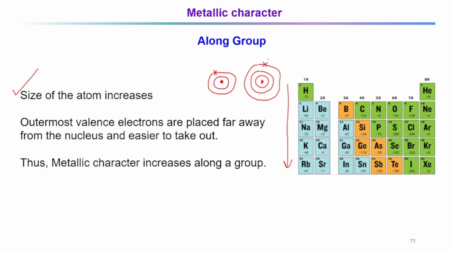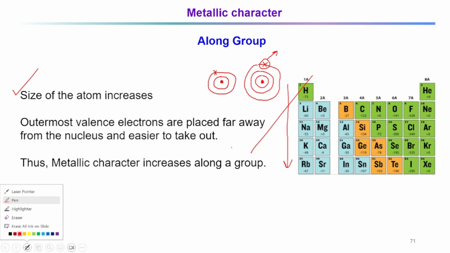So it is very easy because now the distance from the nucleus to the electron is more. So as the distance is more, it is relatively easy to take out this electron from here to outside. So if we take out this electron, it means it will be easier to remove the electrons. So that's why the metallic character increases along the group. So as we go from top to down along a group, the metallic character increases.